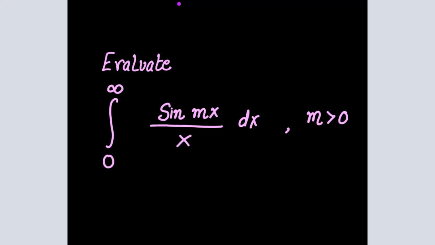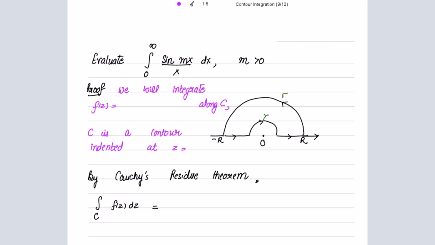This integral is from 0 to infinity of sine of mx over x dx, where m is given to be strictly positive. So we have to evaluate this integral. We will integrate the function f(z). Now we have to write the function in terms of z.